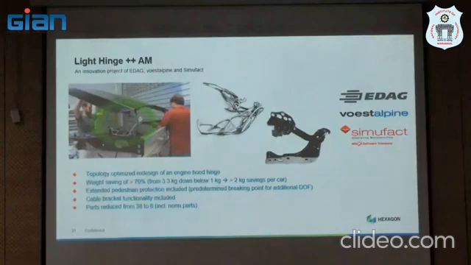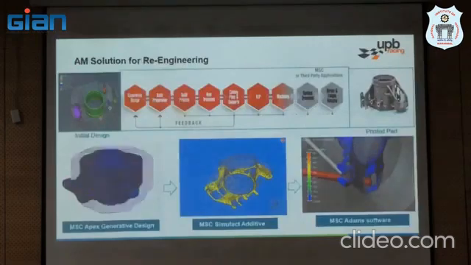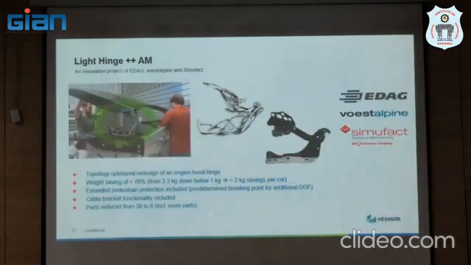This one you will see in any high-end car, it might be Japanese or German. This is called a light hinge project, which we have done for automotive automakers. It is pretty much a 70% weight reduction. This is done with 316L material, which was successfully done. You will see it in Japanese and German cars.